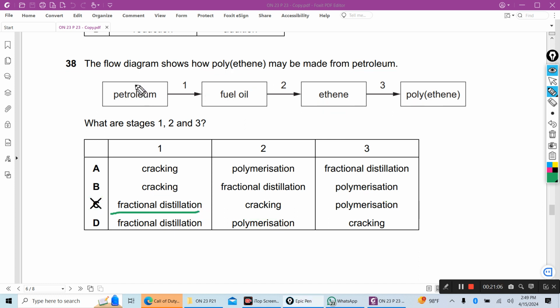When you fractionate petroleum or crude oil by fractional distillation, you get fuel oil and different fractions. Then cracking fuel oil gives you alkenes and alkanes, such as ethene. Ethene to polythene is polymerization. So C is the right answer.